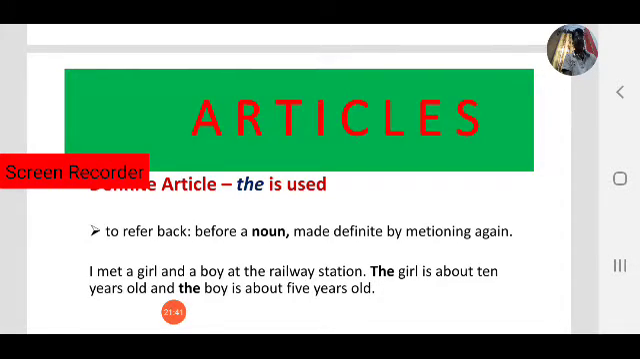I met a girl and a boy at the railway station. A girl, a boy. Next we are going to talk about them, we are going to refer to them. In that case, the girl is about 10 years old and the boy is about 5 years old. So we are referring back. In that case we use the. This is the most basic rule of the indefinite article, the usage of the.